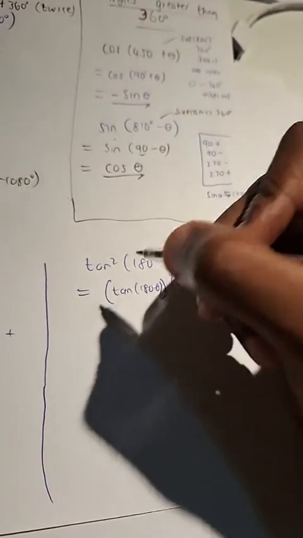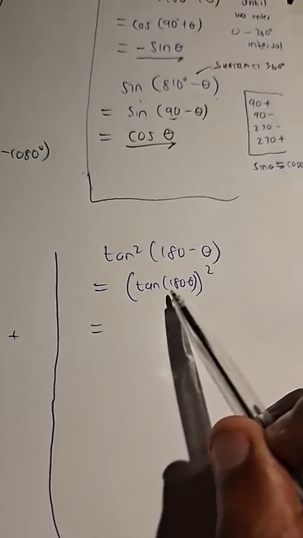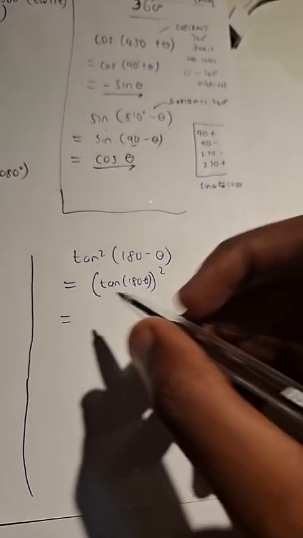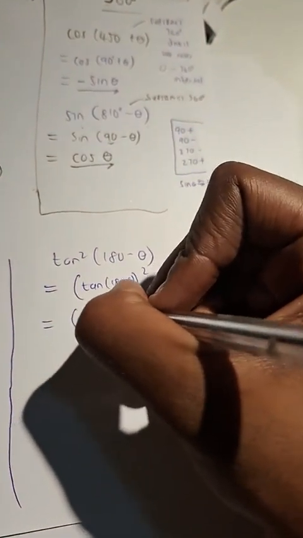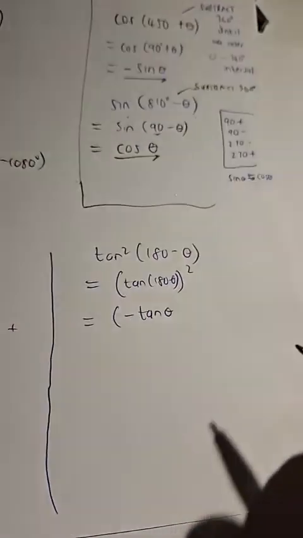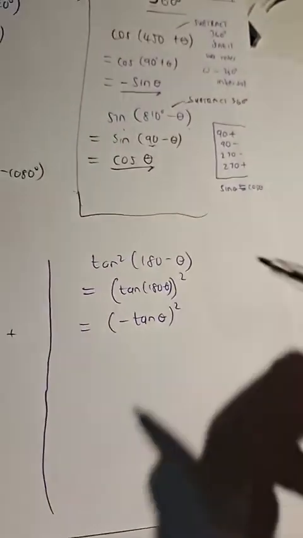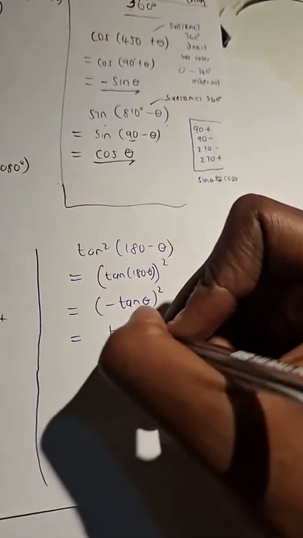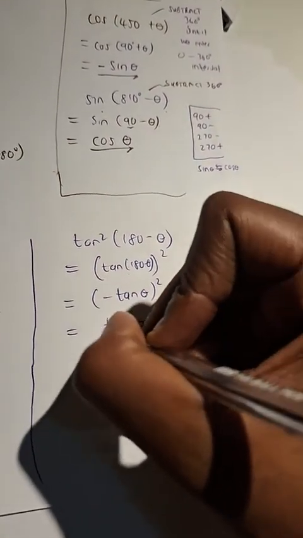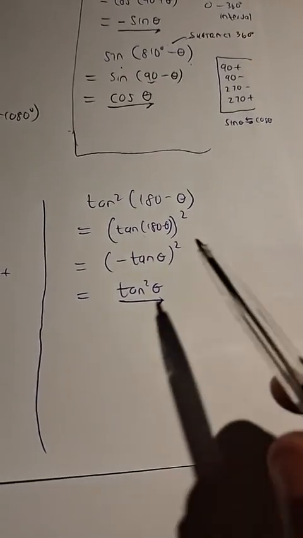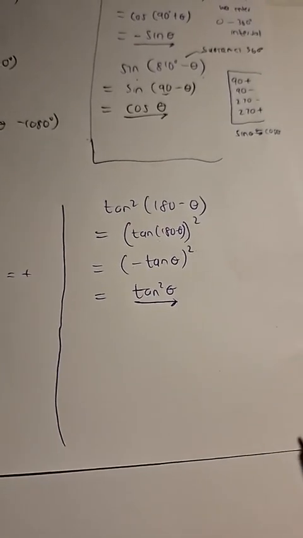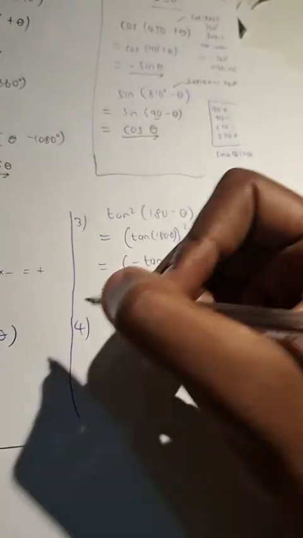Then we evaluate tan. 180 minus theta is in which quadrant? Obviously, it is in the second quadrant. How is tan? Tan is negative. But then, of course, when we apply the square to the negative, we get a what? A positive tan squared theta, because the even exponent obviously leads the negative sign to be positive. Let's look at one other one.